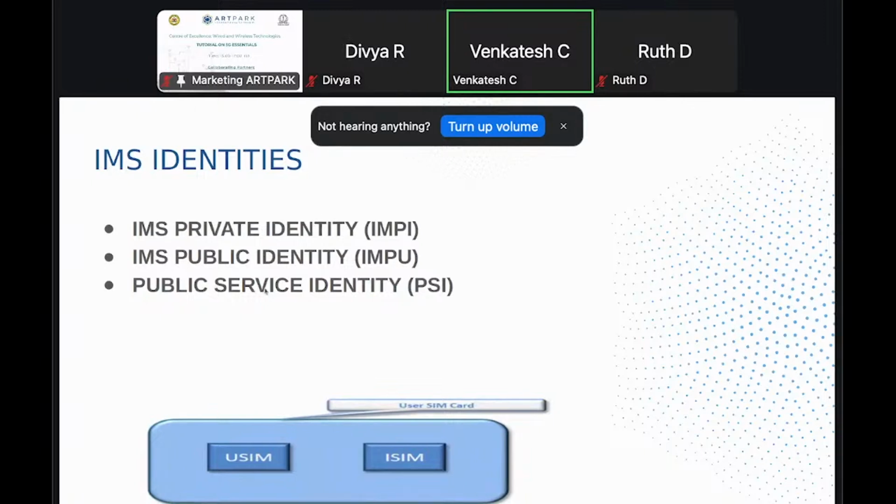And next is the public service identity. This is used to identify specific IMS services rather than individual users. For example, a PSI can be assigned to emergency calls, voicemail, or conference call services. It allows multiple users to access the same service without being linked to a single subscriber.